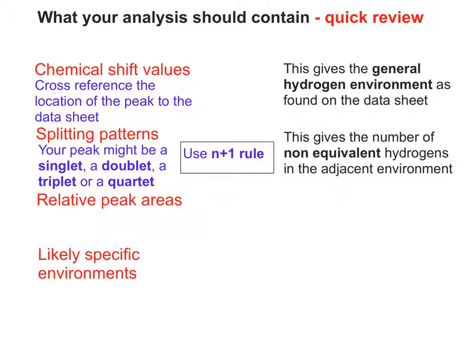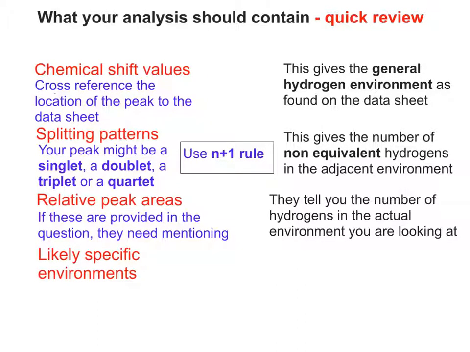So therefore, a singlet means that there's no hydrogens in the adjacent environment, because 0 plus 1 makes 1. A doublet means there's one hydrogen in the adjacent environment, because 1 plus 1 makes 2. A triplet means that there are two hydrogens in the adjacent environment, 2 plus 1 makes 3. A quartet means that there are three hydrogens in the adjacent environment, 3 plus 1 makes 4.